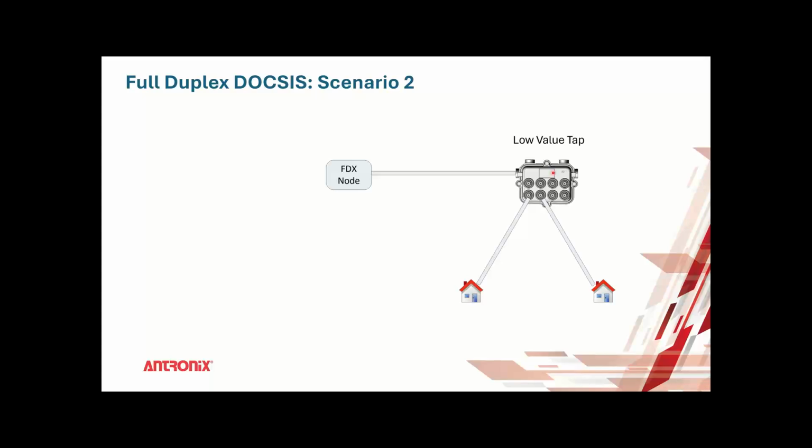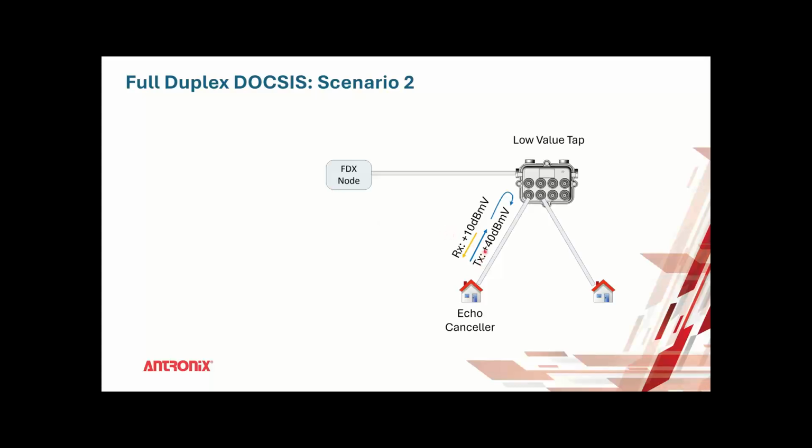Another key parameter for FDX is for low value taps. In low value taps, you have, for example, a cable modem transmitting at plus 40 dBmV going from the home up. You have the desired signal from the node, from the head end, going to the home. The desired signal is plus 10 dBmV. So you're transmitting at plus 40, and you're receiving your downstream signal from the node at plus 10 dBmV.